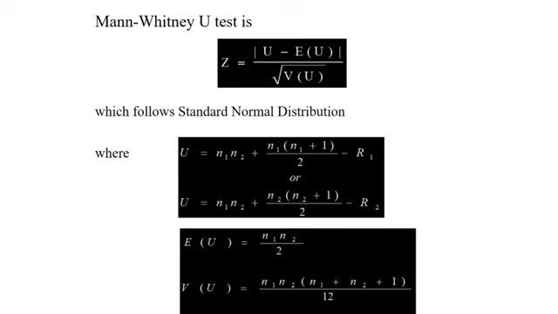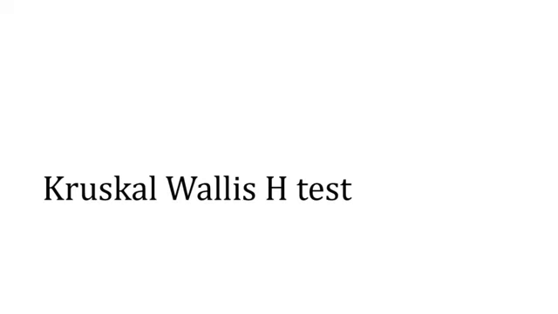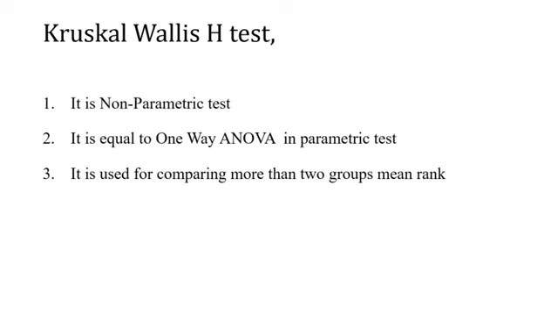Next test we'll be seeing is the Kruskal-Wallis H test. The Kruskal-Wallis test is again a non-parametric test which is equal to one-way ANOVA. One-way ANOVA is a parametric test. So when we are unable to use one-way ANOVA, we'll go for a Kruskal-Wallis test. What is one-way ANOVA for? One-way ANOVA is for finding difference between more than two groups on one particular variable. So when we have to compare more than two groups on mean rank, you will go for this Kruskal-Wallis test.